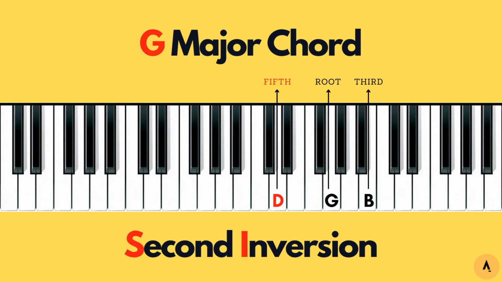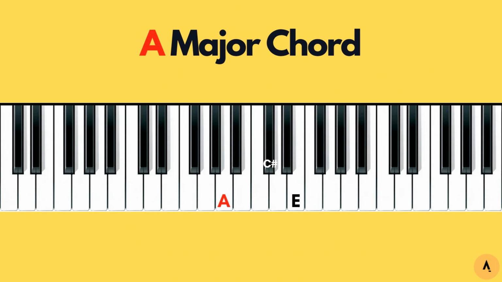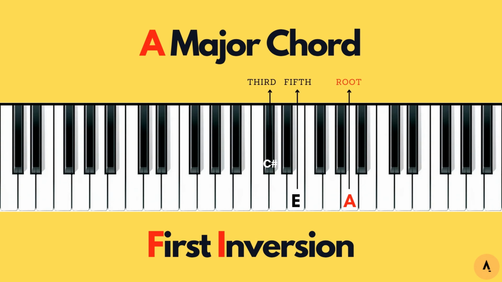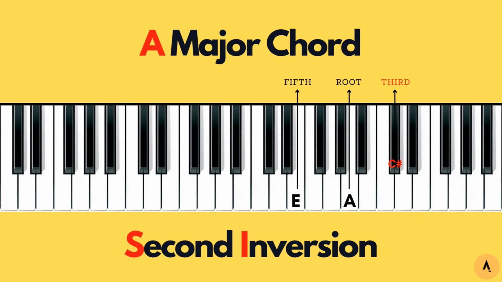Let's try with the triangular shaped chords we learned from the first lesson: A major, D major, and E major. A major in root position is A, C sharp, E. First inversion, C sharp, E, A. Second inversion, E, A, C sharp.